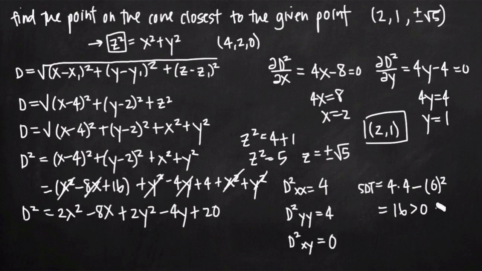greater than 0. Because the second derivative test gives us a value that's greater than 0, we have to look at the second order partial derivative with respect to x. This value is also greater than 0. So because these two are greater than 0, that tells us that the critical point (2, 1) is a minimum, which proves that we've minimized the distance between this given coordinate point and the surface of the cone, and (2, 1, plus or minus square root of 5) represent 2 points on the surface of the cone, which are closest to the given coordinate point (4, 2, 0).